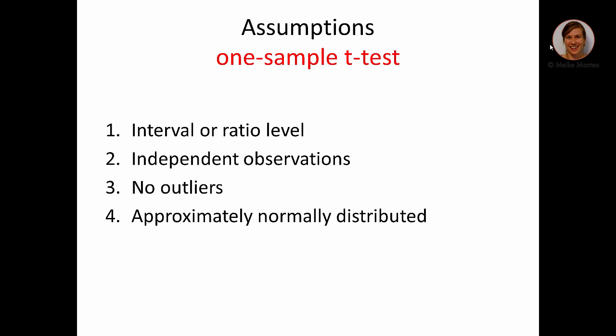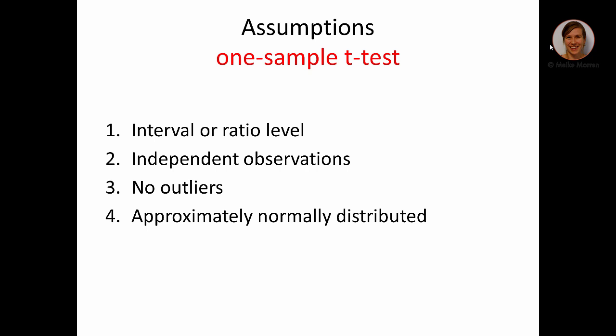So the second assumption is that there are independent observations. Now, what does this mean? It means that the value for one person does not affect the value for another. In some cases, this assumption is violated. So, for instance, if you would interview all the members of one family, it is highly likely that some of the questions will be answered similarly by the family members. So these observations within this family are dependent on each other.